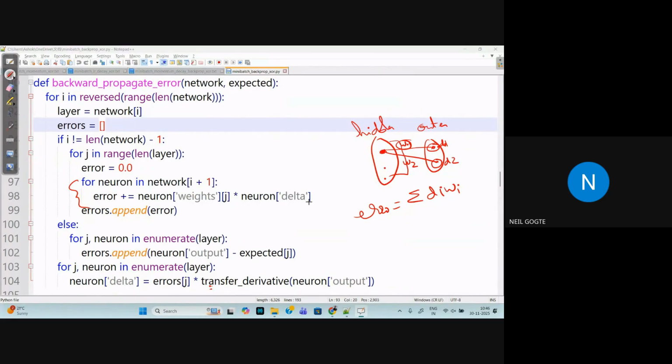So the delta is first the error, and then the transfer derivative of the output, which is always O1 (1 minus O1), because in this case, what is the output? H1 (1 minus H1). That will be the thing. Depending on which layer you are talking about, the output will change, but the transfer derivative will remain the same. So that's how this thing will get computed.